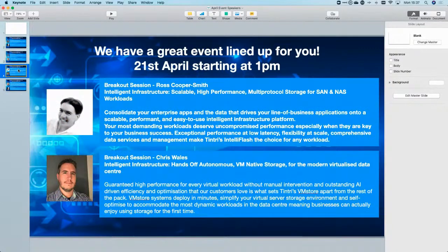We've also got a session from Ross Cooper-Smith, who's going to talk about scalable high-performance multi-protocol storage for both SAN and NAS workloads, because it is important that you can provide block, file, and also object-based storage for your infrastructure, because we're talking about something that's going to cover the whole of your environment when we go down this digital transformation route.